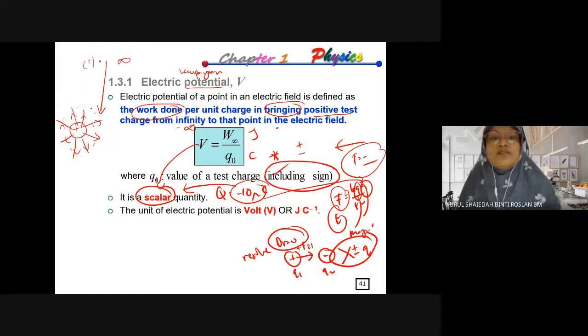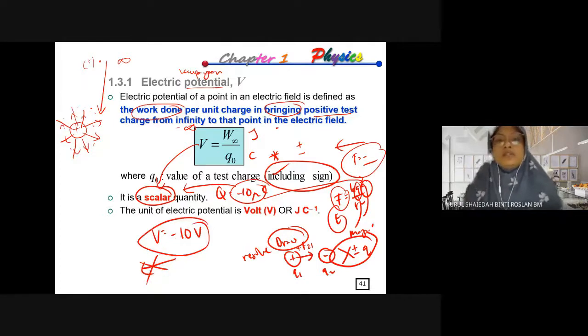Kenapa? Dia tak effect. Kalau V saya dapat negatif, cikgu, V saya dapat negatif 10 volt, it doesn't mean it's moving to the left. Tak. Kalau you ingat balik, negatif ni menunjukkan work done on or work done by. So that's why we just include the negative or positive sign.